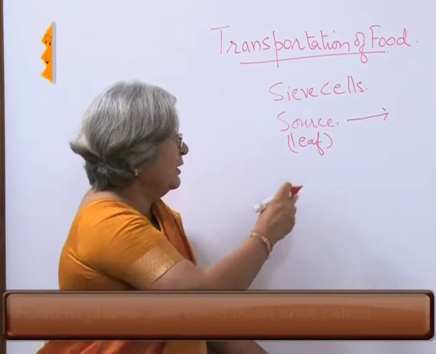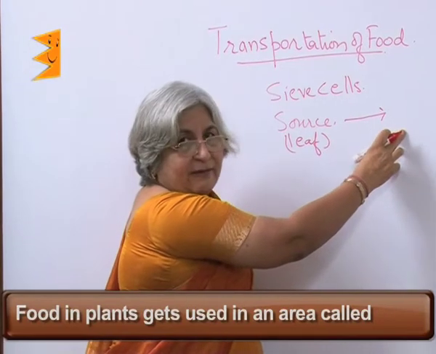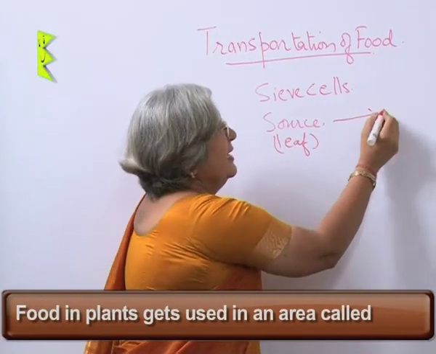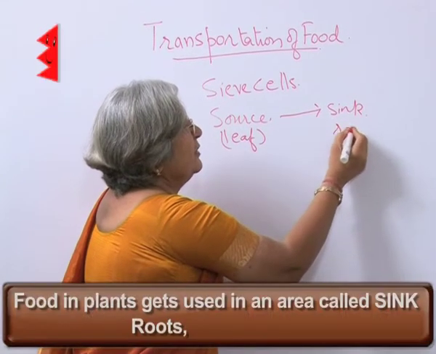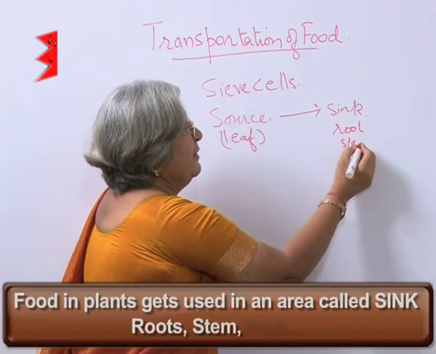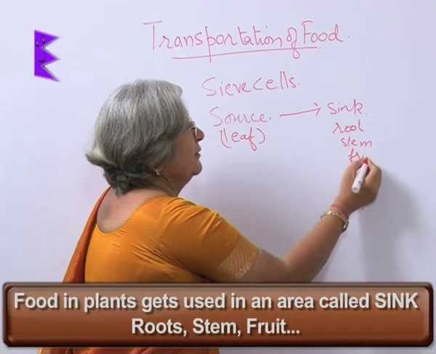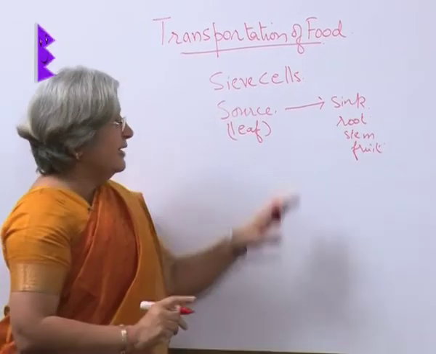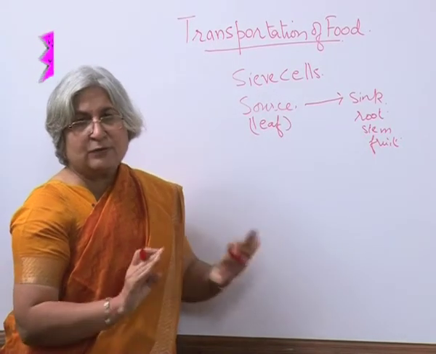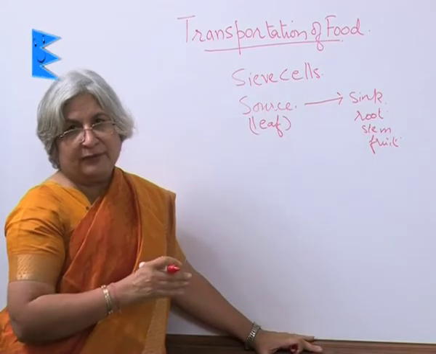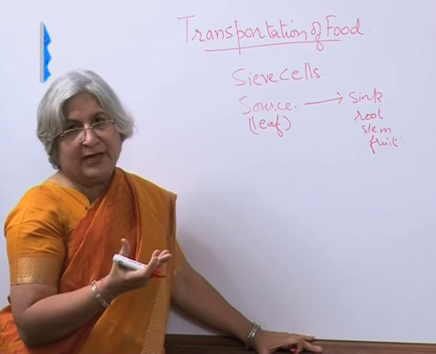Here also the food has to reach the area where it will be used, and that area is called sink, which could be a root, it could be stem, it could be fruit and so on. So, the direction is from source to sink. It is irrespective of upward or downward. It can take place in both directions.